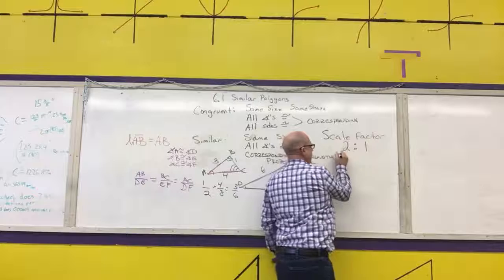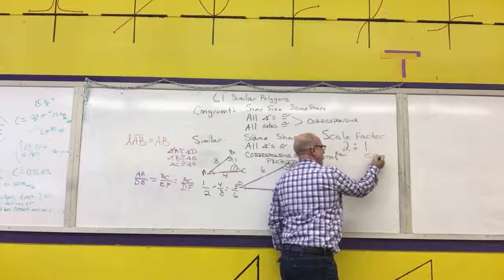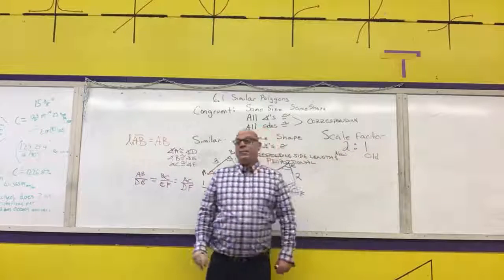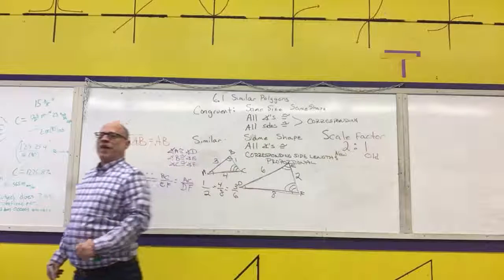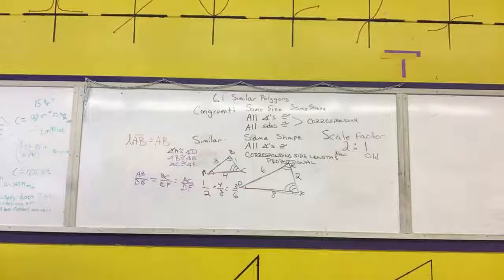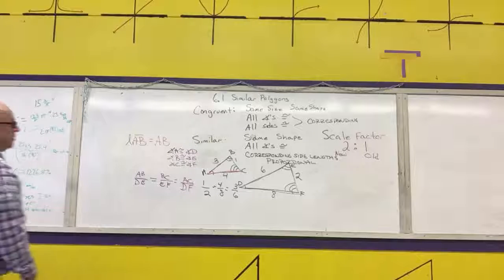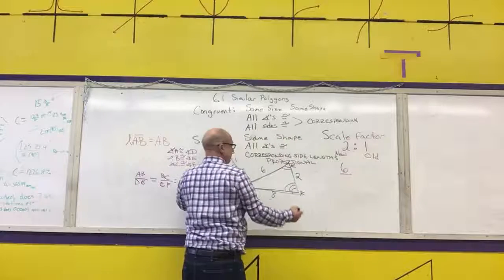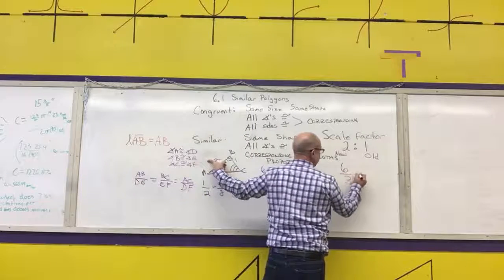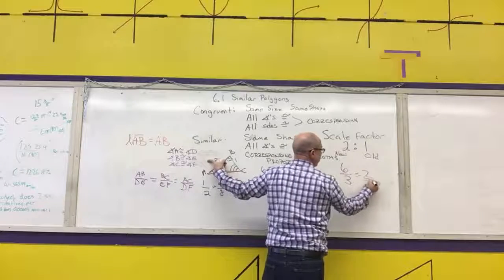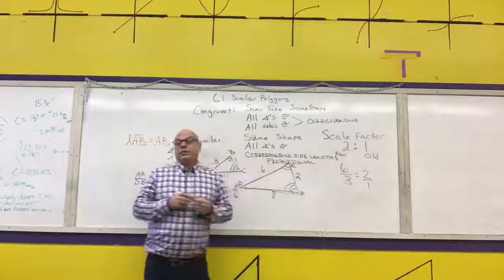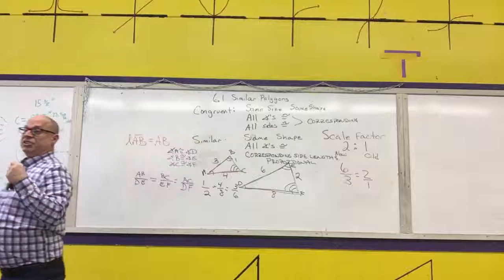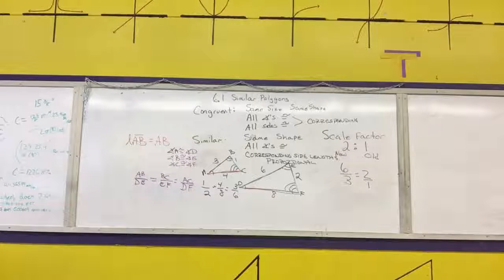This is our new one. This is our old one. Remember that this is one way for me to write a ratio. Another way to write a ratio is as a fraction. The new one, 6, over the old one, 3, equals 2. Well, 2 as a fraction is 2 over 1. So your scale factor is just the ratio of the new size to the old size.